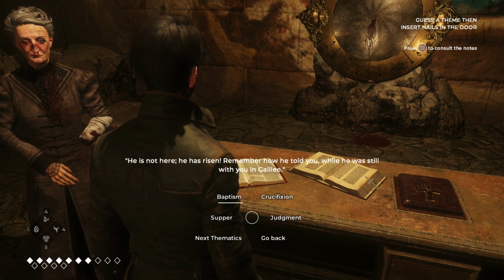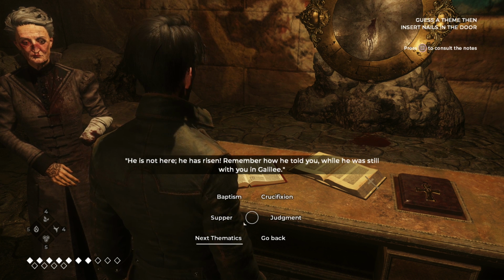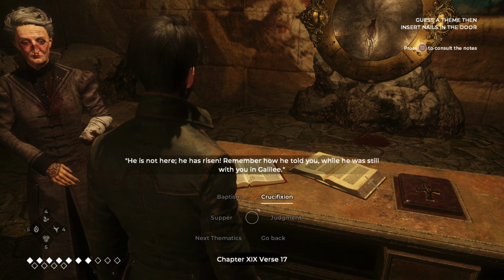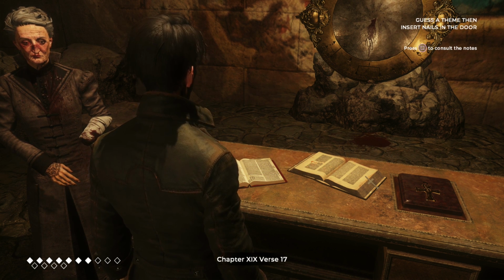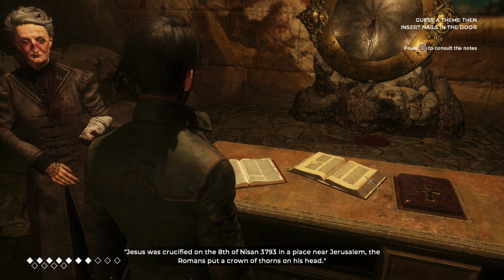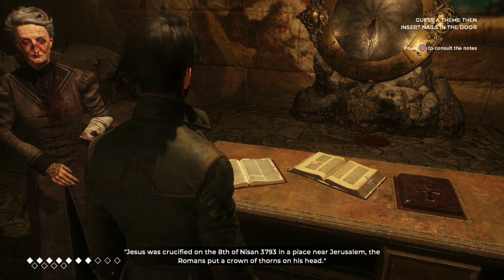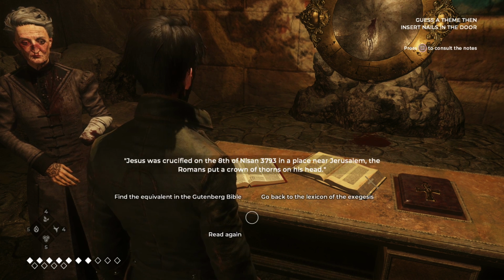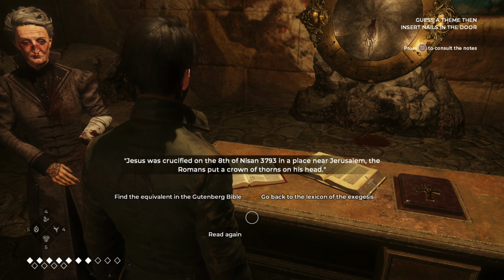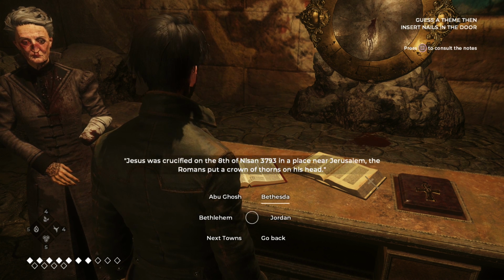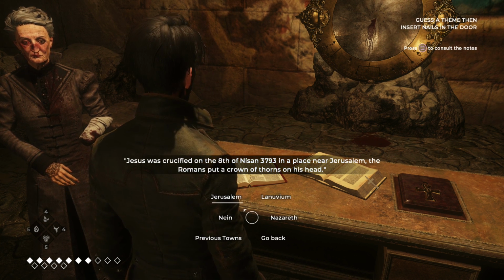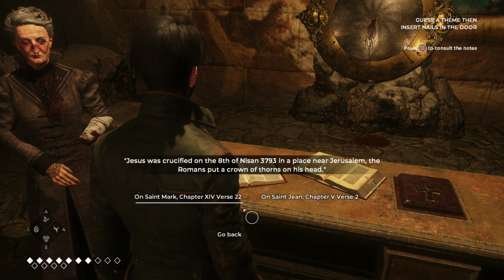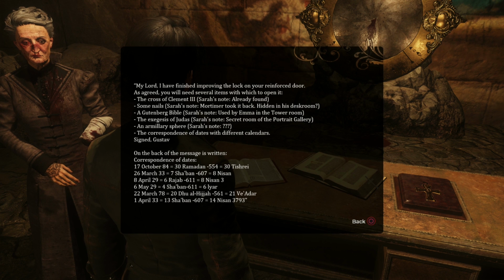Or maybe if we do the themes here. Yeah, the crucifixion. Chapter 19, verse 17. 1917. Jesus was crucified on the 8th of Nisan, 3793, in a place near Jerusalem. The Romans put a crown of thorns on his head. Okay, then... Jerusalem. We've got St. Mark or St. John. And this is 1422.